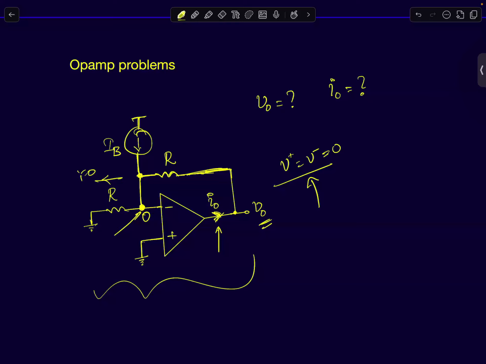So if this current is 0, where do you think this IB has to flow? IB cannot go inside the op-amp because the input current into the op-amp is 0. The only path that IB can take is through this resistor. Therefore, the voltage drop across the resistor will be IBR. And the current IB has to flow into the op-amp. So the value of I0, since I've shown the current in this direction, I0 equals minus IB. And what will be the voltage V0?